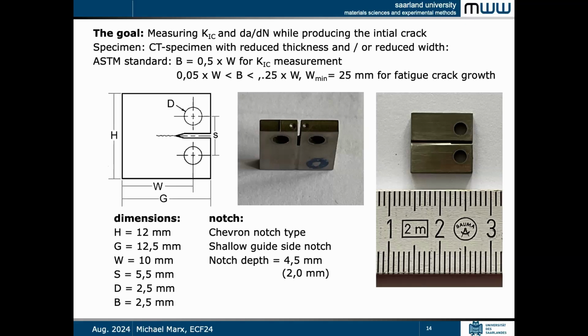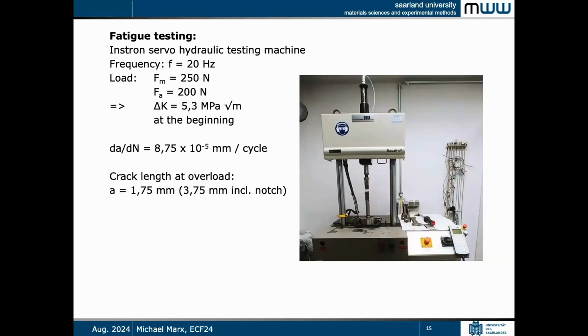The specimens were small CT specimens. See here, the width of the specimens is 12 millimeters in total. We had a chevron notch, and here a shallow guide side notch to lead the fatigue crack growing in this direction. Then, during the initiation of one of our fatigue cracks, an overload happened due to a regulation error of our loading machine. This here is the loading machine, a servo hydraulic testing machine.